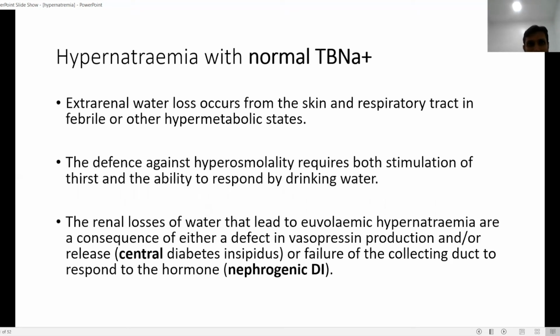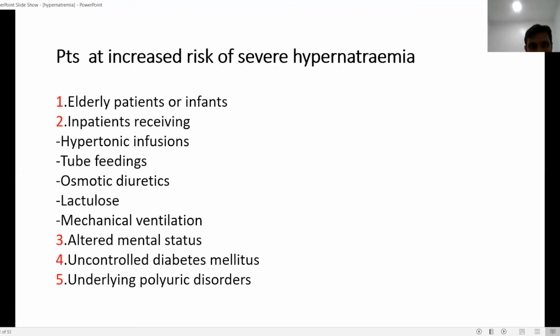External water loss occurs from the skin and respiratory tract in febrile or other hypermetabolic states. The defense against hyperosmolality requires both stimulation of thirst and ability to respond by drinking water. The renal losses of water that lead to euvolemic hypernatremia are a consequence of either a defect of vasopressin production or release, that is called central diabetes insipidus, or failure of the collecting duct to respond to the hormone, that is nephrogenic diabetes insipidus.